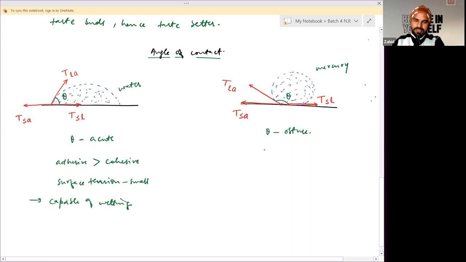In the second part, in case of mercury, cohesive force is much stronger as compared to adhesive force. So surface tension is large enough so that it can't wet that particular surface.